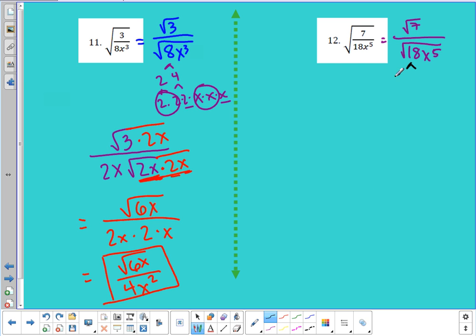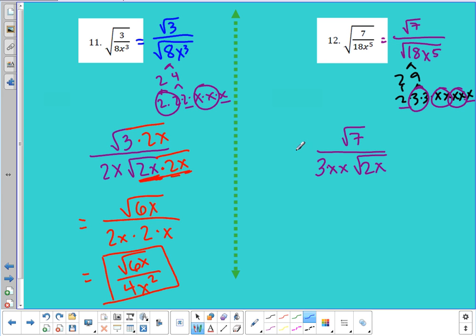So this is the same thing as 2 times 9, which is 3 and 3, and then 5 x's. And let's think of the groups that'll come outside. The 3's come, this pair of x's, that pair of x's. So I have the square root of 7 on top that I haven't touched yet. On the bottom, I pulled out a 3, an x, and an x. I'm left with the 2 and the x underneath.